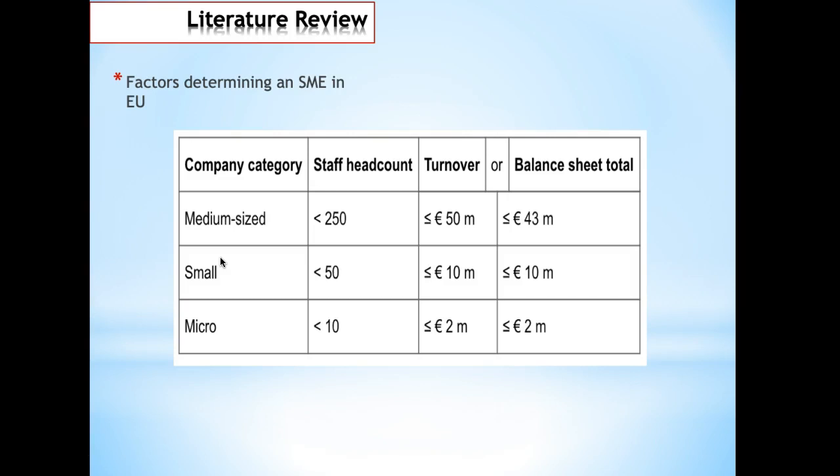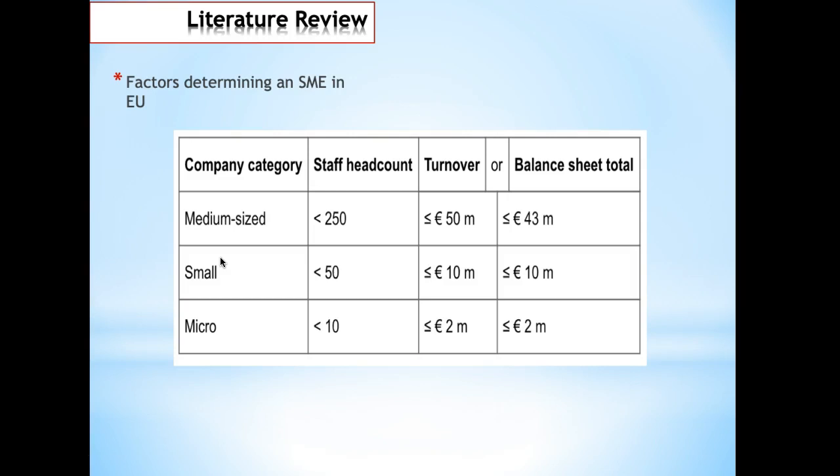But then, when you're talking about SMEs, there are some factors that define them. Two main factors: first is the staff headcount, the number of employees in the company, and secondly, the turnover or the balance sheet total. Now, SMEs in general can be defined as small and medium-sized enterprises, but there are three types of SMEs when you go a little bit deeper.